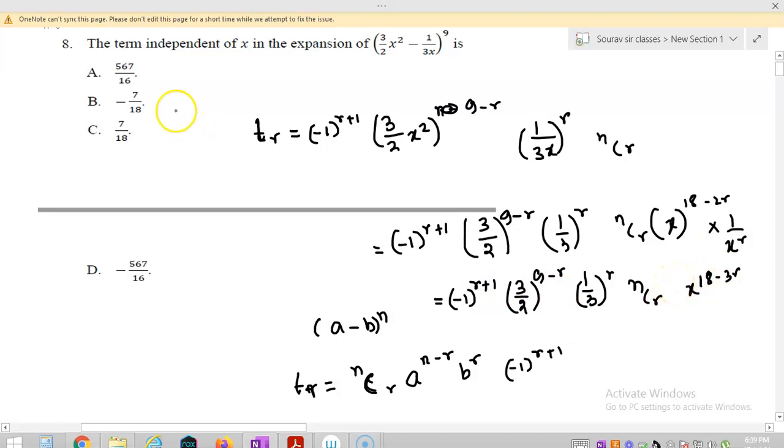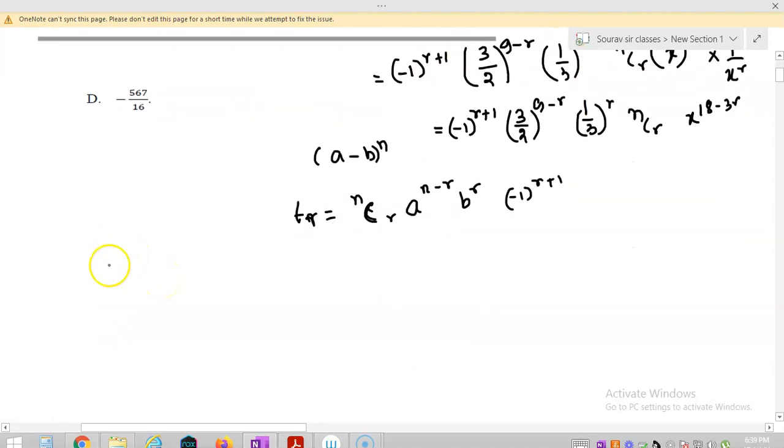So here we need to find the term independent of x, right? For a term independent of x, the power of x must be 0. So 18 − 3r is equal to 0, right students? So it implies 3r is equal to 18, so the value of r is 18 by 3, which is 6. So the value of r is 6.